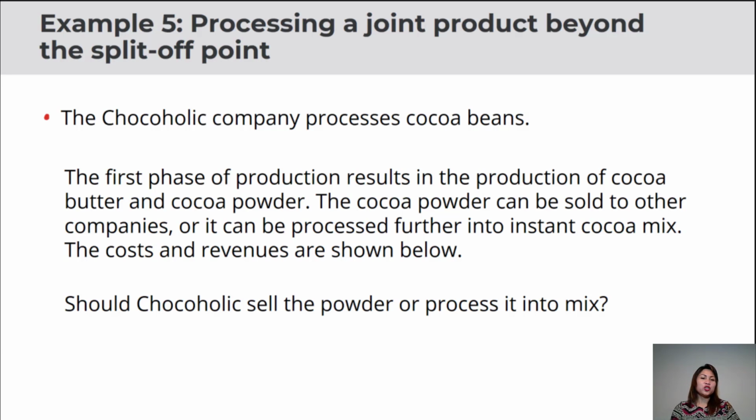Example: the Chocoholic company processes cocoa beans. Who doesn't love chocolate? I love it. The first phase of production results in the production of cocoa butter and cocoa powder. The cocoa powder can be sold to other companies or it can be processed further into instant cocoa mix. The costs and revenues are shown below. Should Chocoholic sell the powder or process it into instant cocoa mix?